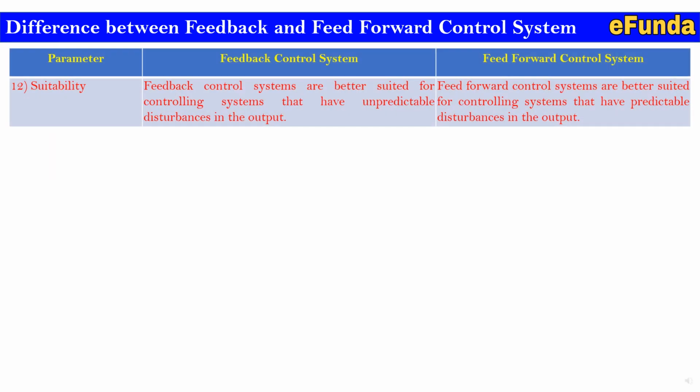Twelfth, suitability. Feedback control systems are better suited for control systems that have unpredictable disturbances in the output, whereas the feed forward control systems are better suited for the control systems having predictable disturbances in the output.